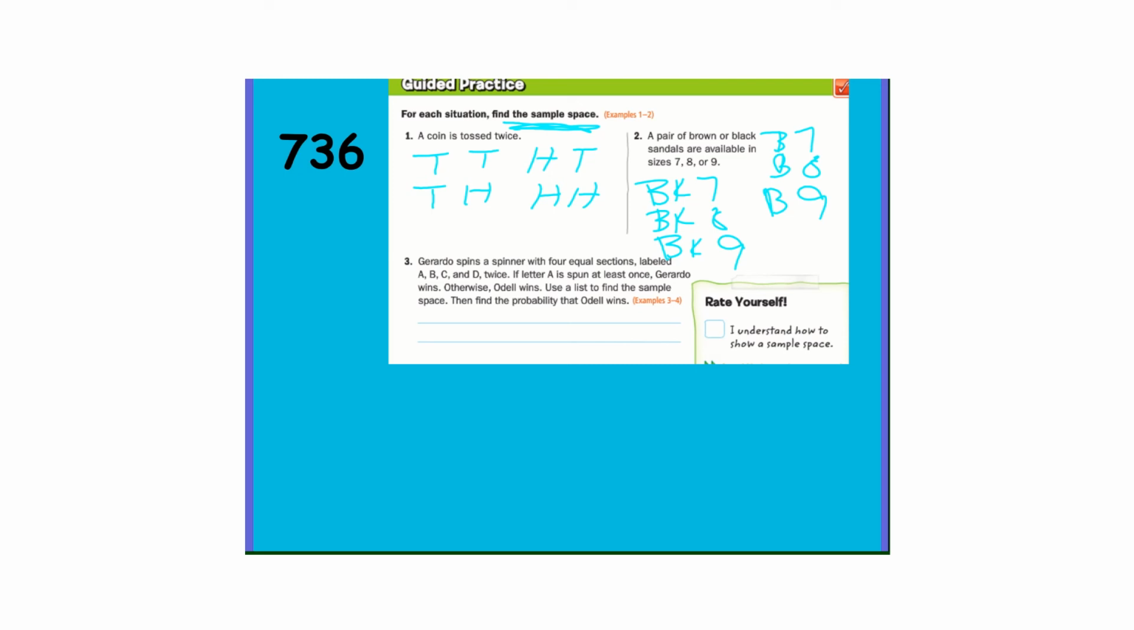Number 3, Gerardo spins a spinner with 4 equal sections labeled A, B, C, and D, and he's going to spin that twice. If letter A is spun at least once, Gerardo wins. So no matter what, if he gets an A, 1 A or 2 A's, he's a winner. Otherwise, Odell wins. Use a list to find the sample space and then find the probability that Odell wins.